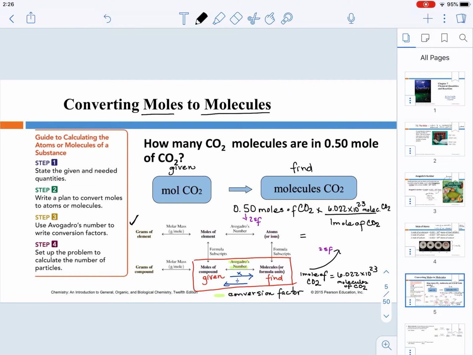So when I multiply 6.022 times 10 to the 23rd times 0.50, and I round it to 2 significant figures, I have 3.0 times 10 to the 23rd molecules of CO2 present in 0.50 moles of CO2.